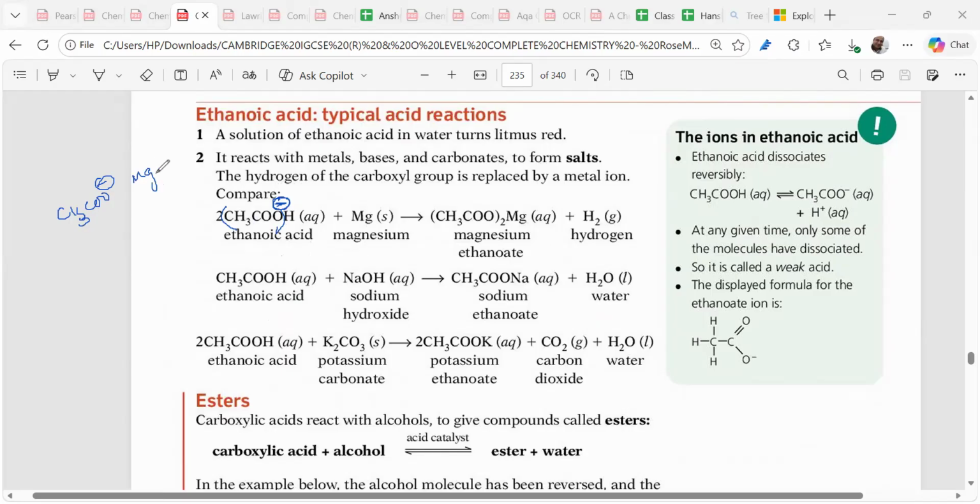Which group? Group number 2. So Mg plus 2. In this ion, this is a rare ion where the negative part is written first, right? Write this down.